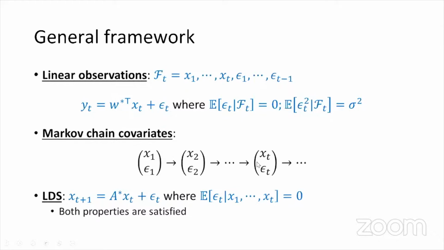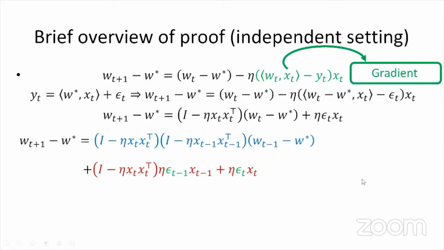Okay. And the linear dynamical system example, for instance, has the form x_{t+1} = A* x_t + epsilon_t. So here it's not a scalar observation, but rather a vector observation. But this can again be put in exactly the same format as long as we make y_t a vector and W* a matrix. And the second point to note is that in the linear dynamical system setting, both of these properties are indeed satisfied, because x_2 depends on x_1 and epsilon_1, and similarly x_t depends on x_{t-1} and epsilon_{t-1}, and so on.